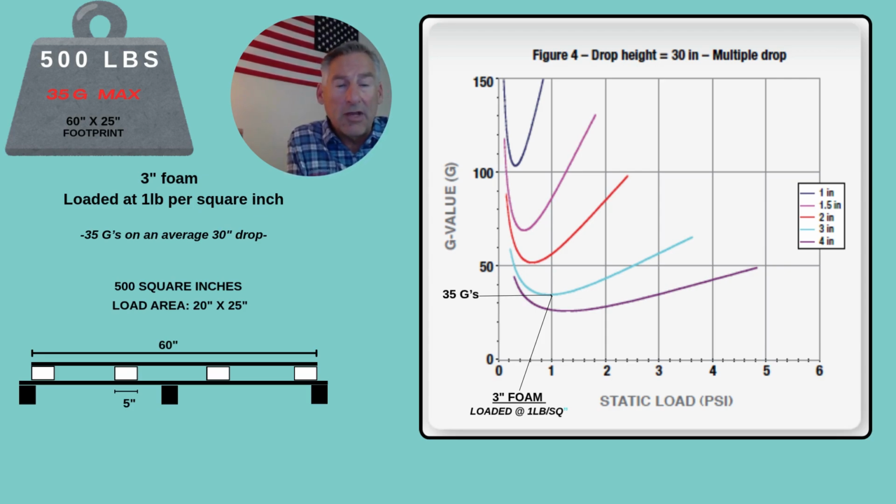So there's your example. We would use this as a particular 2.2 pound polyethylene cushion curve. And if we use 3-inch material at a 20 by 25 loading area on a 60 by 25 footprint, a 500-pound unit would see 35 G's on a 30-inch drop. So there you have it.